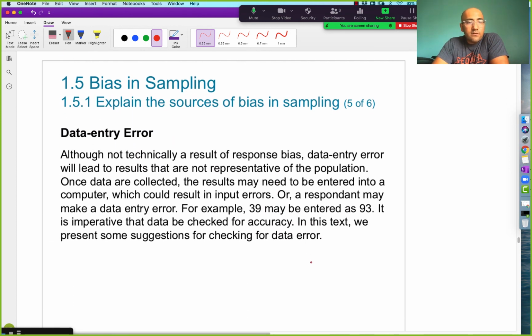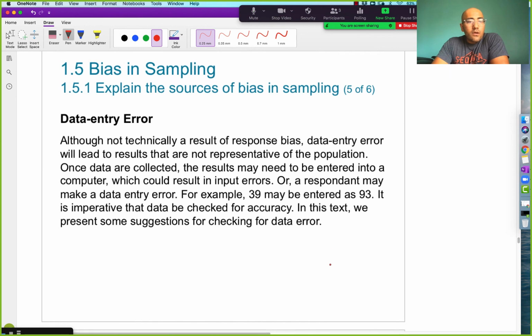Data entry error is an example. Although not technically a result of response bias, data entry error will lead to results that are not representative of the population. Once data are collected, the results may need to be entered into a computer, which could result in input errors, right? So the way in which you transform the data onto a computer.